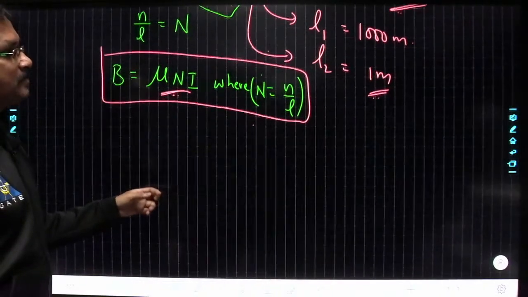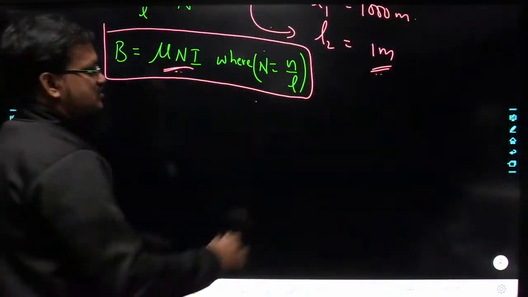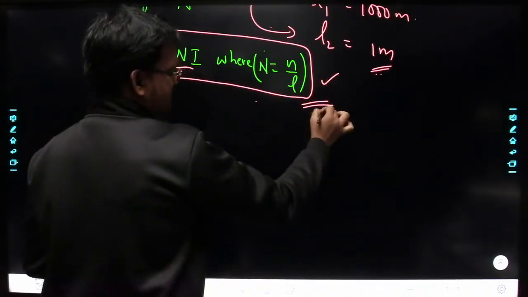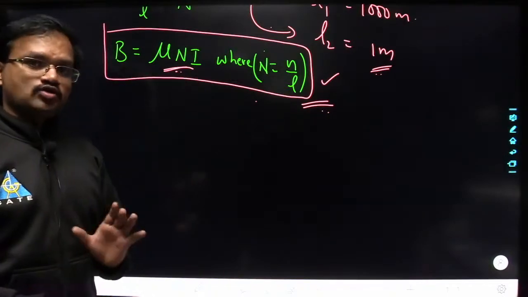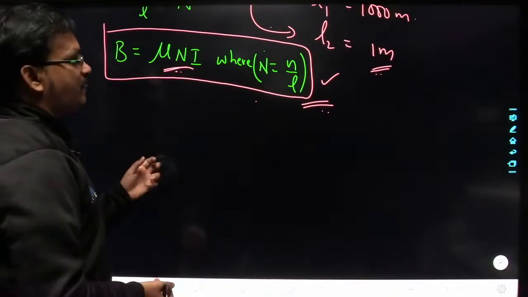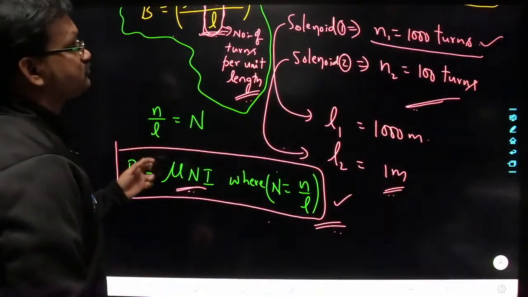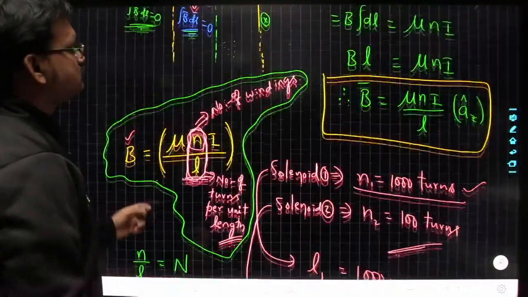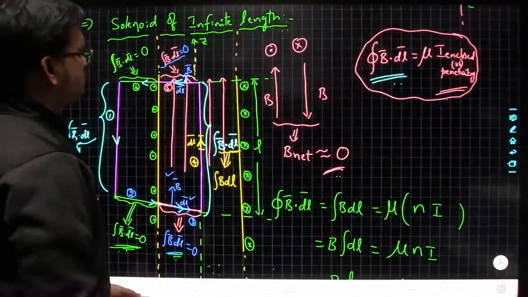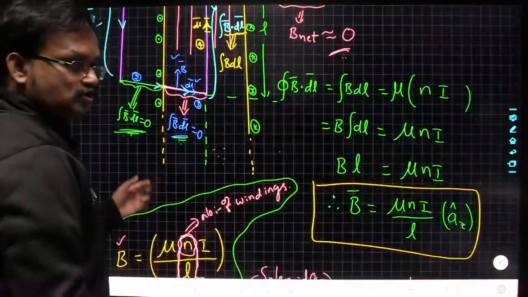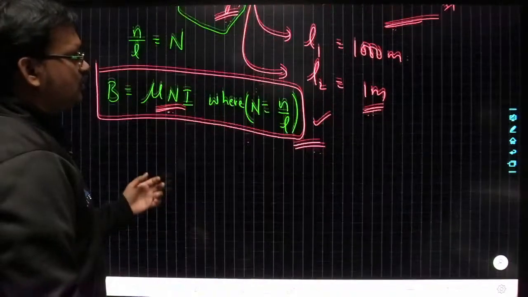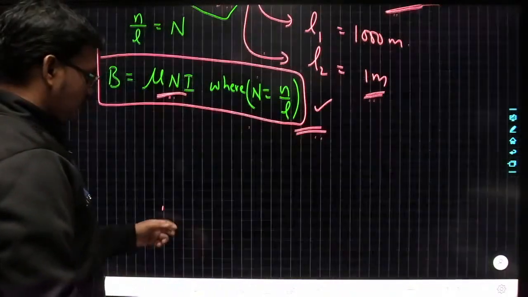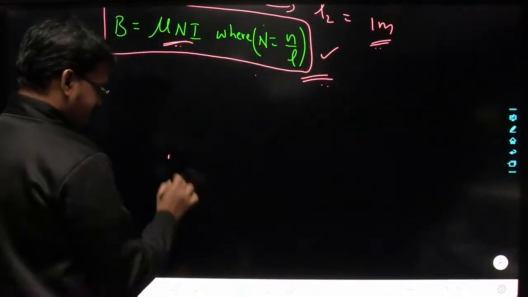I hope this is crystal clear, how we got this expression for B field inside the solenoid. If you are having any doubts, you can ask me here. Otherwise, we will go for the next topic.